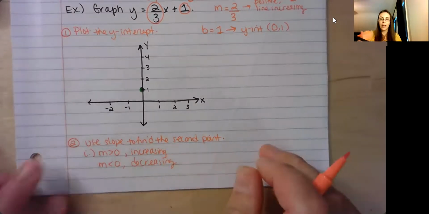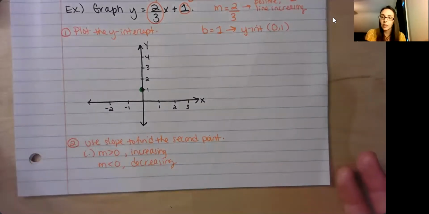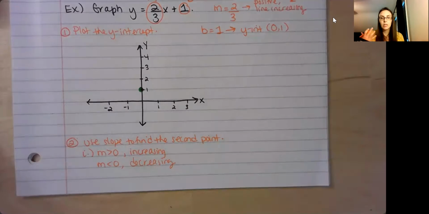Now, I'm leaving out when m equals 0 and when m is undefined, because those are our vertical and horizontal lines. So you don't need to do all this to graph those. We can just graph those very quickly like we saw in a previous video. So this is really when your slope is not 0 or not undefined.